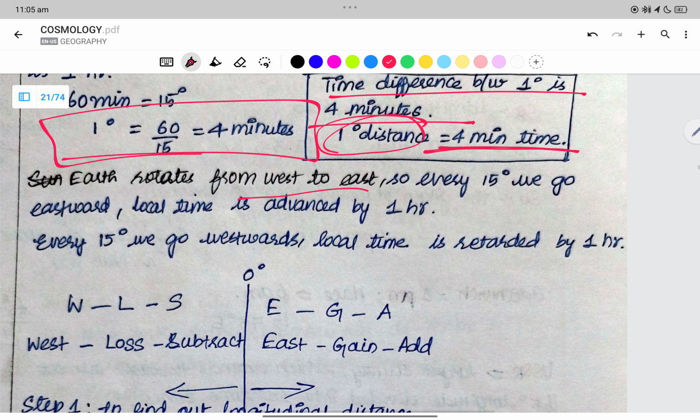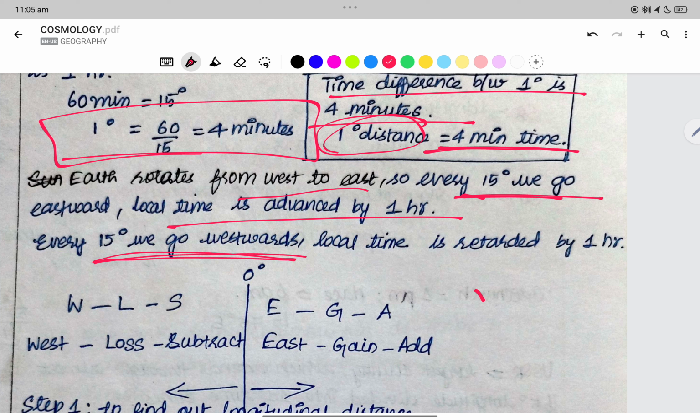The earth rotates from west to east. So for every 15 degrees we go eastwards, local time is advanced by 1 hour. East is first seeing the sunrise. Here if it is 5 o'clock, there it will be 6 o'clock. If it is 6 a.m. here, there it will be 5 a.m., right? This is what we call advancement.